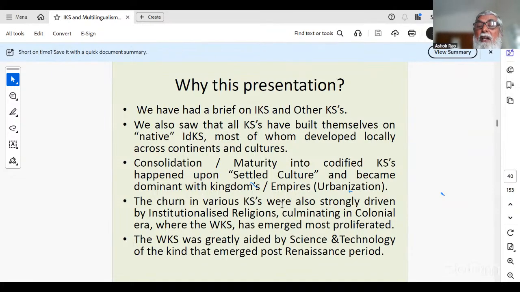The churn in the knowledge systems was strongly driven by institutionalized religions, culminating in the colonial era where WKS has emerged. So because of the British rule, we have a dominance of Western knowledge system now. Okay. The Western knowledge system was greatly aided by science and technology of the kind that emerged post-Renaissance period. Post-Renaissance is after the 16th century. Till then, there was nothing like Western knowledge system.